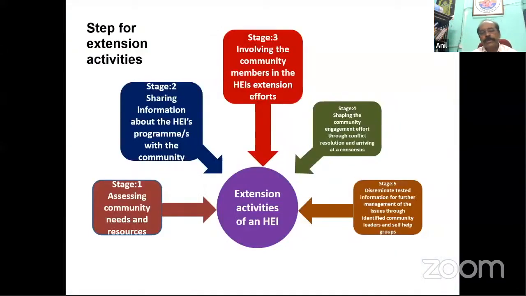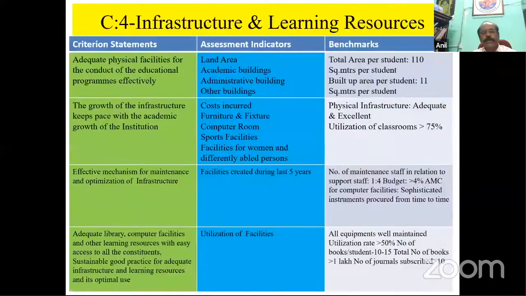Here, I would like to say that most of the institutions, maybe some affiliated institutions, cannot go for more research funds. In those cases, still there is a ray of hope in the form of extension activities, right? Extension activities are like assessing the community needs. Basically, the extension activities must focus on community emancipation. So you have to assess the community needs, share information about the higher education programs with the community, involve the community members in the higher education extension programs, and shape the community engagement effort through conflict resolution and arriving at a consensus. Disseminating tested information for further management of the issues through identified community leaders and self-help groups is very, very important. This is where we are failing in the extension activities, where we are not involved in the community. Not only that, you have to document that.